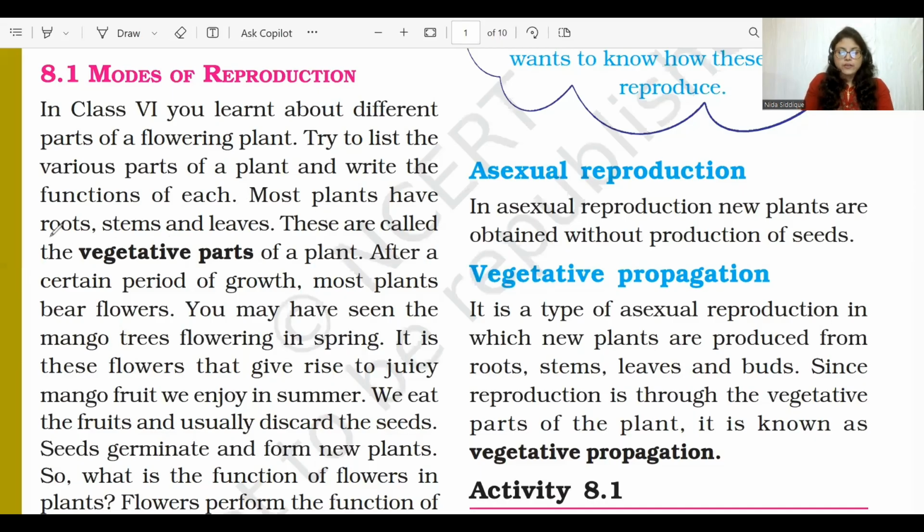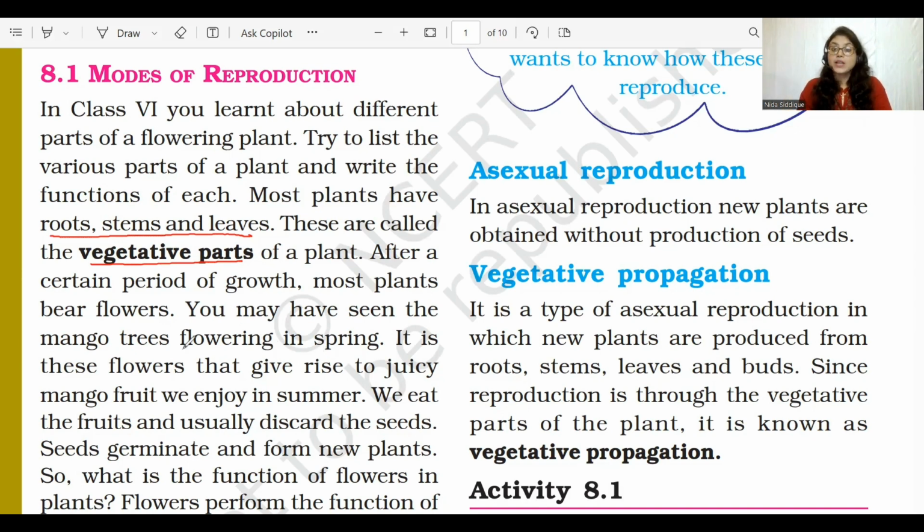Most plants have roots, stems and leaves. And ये roots, stems and leaves को हम vegetative parts बोलते हैं plants का. So vegetative parts of the plants are roots, stems and leaves. So apart from the reproductive part, that is the flower, the other parts of the plant are the vegetative parts. So after a certain period of growth, most plants bear flowers. हर plant एक वक्त के बाद flowers produce करते हैं.